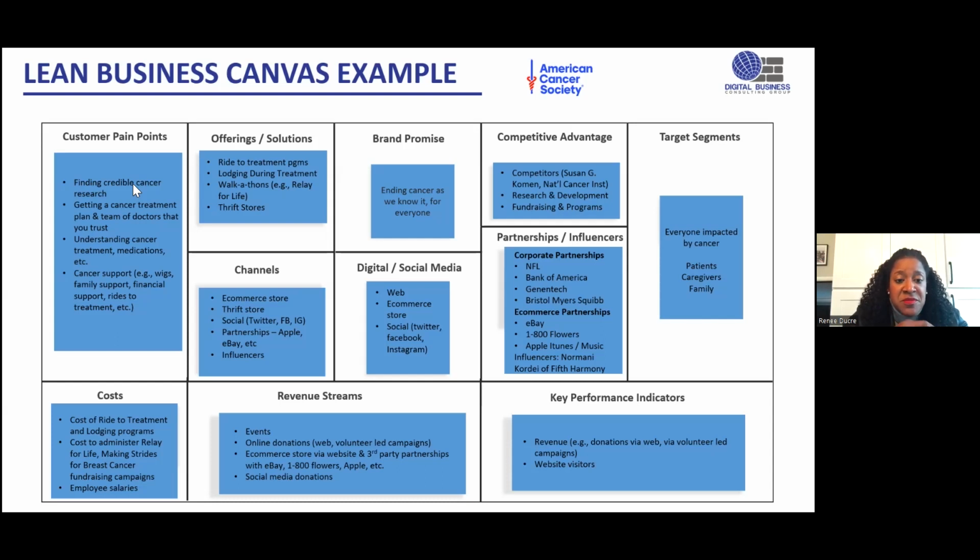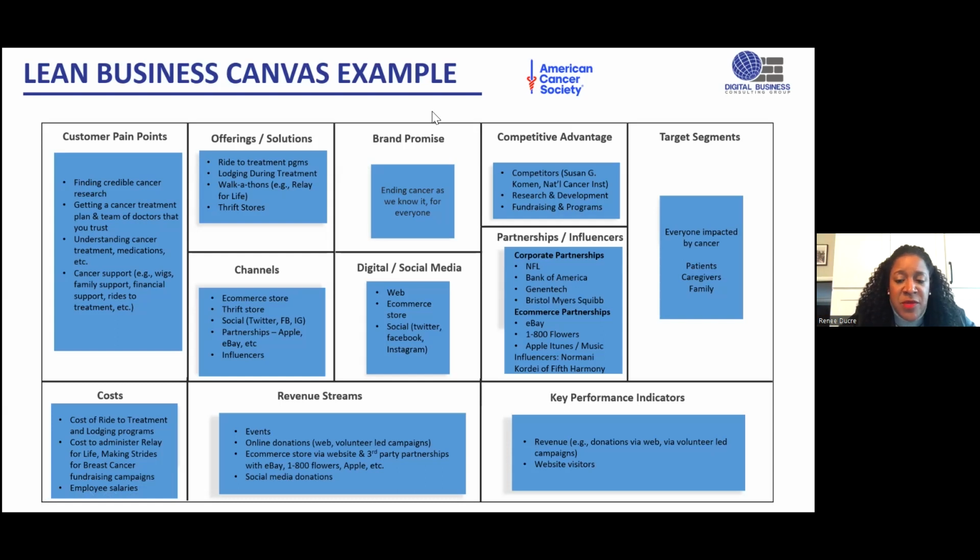And then partnerships with Apple and eBay, and others, like 1-800-Flowers, and then their influencer relationships. And then drilling down into that: digital and social, web, e-commerce, Twitter, Facebook, Instagram. And when you look at their partnerships, these are just a few. If you go look at their sponsorship page, there are many more companies that I just couldn't include here, but just a few of them.